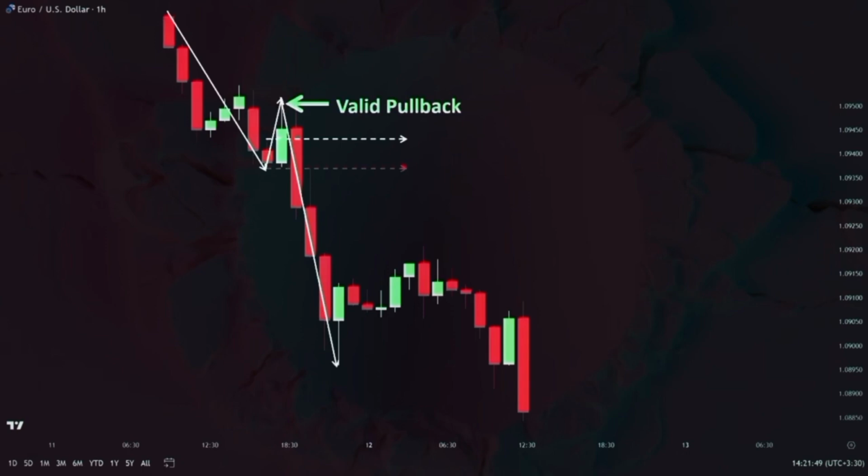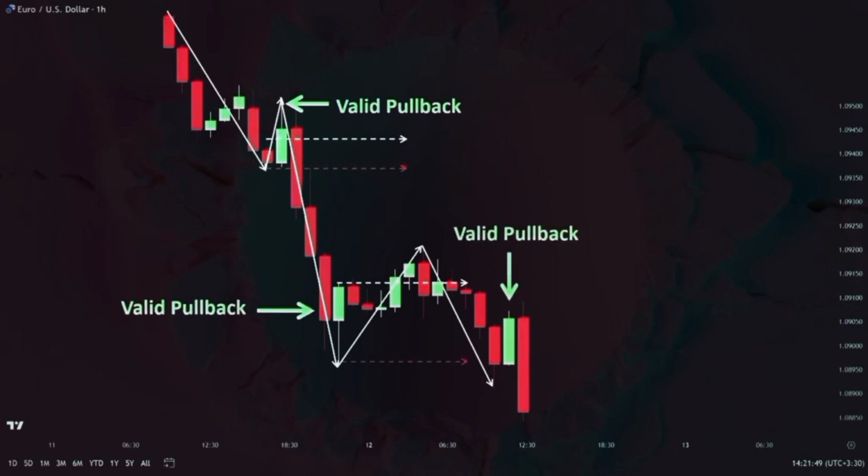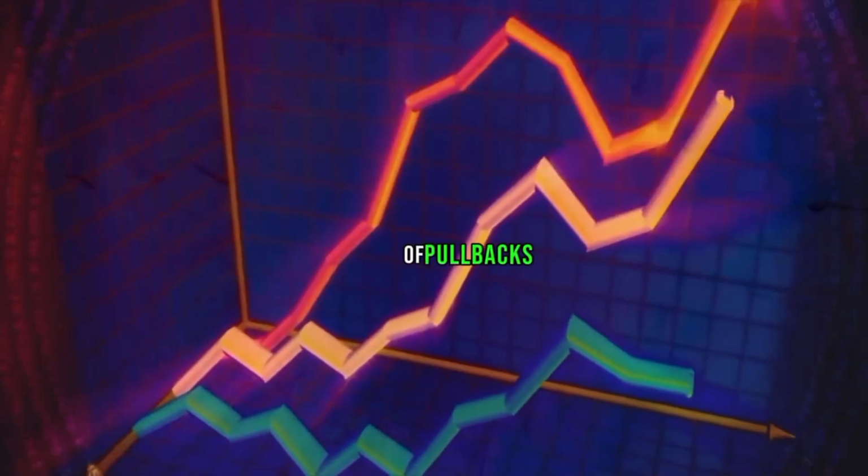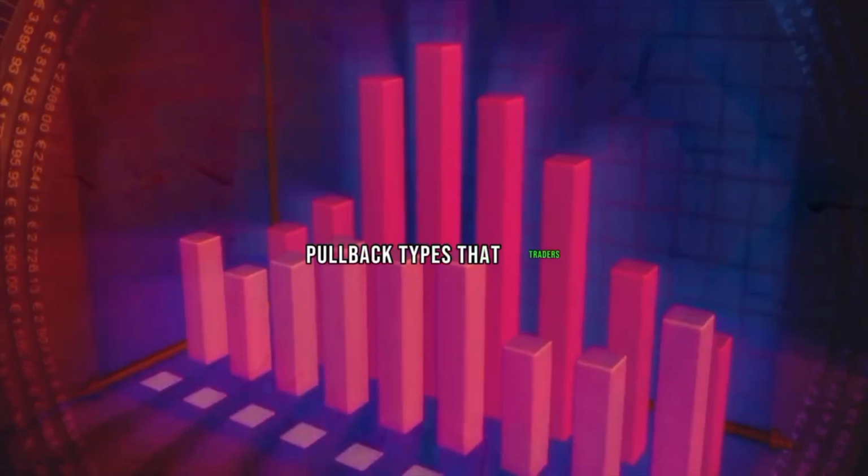Similarly, we have another pullback as price has broken the highest point of this candle, which was the latest high before the temporary pause. Subsequently, we have another valid pullback created by this bullish engulfing candle that has broken the highest point of its previous candle. Having covered the basic concepts of pullbacks in the first part of this video, we now possess the ability to identify valid pullbacks in the market. In the second part, we will delve into advanced concepts of pullbacks, including various pullback types that traders may encounter in the market, as well as trading strategies associated with pullbacks.